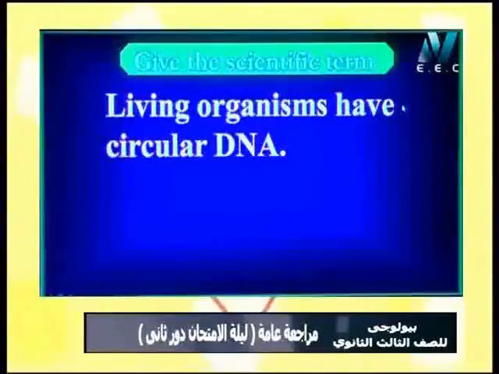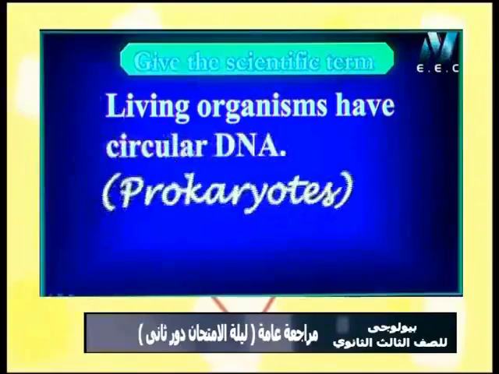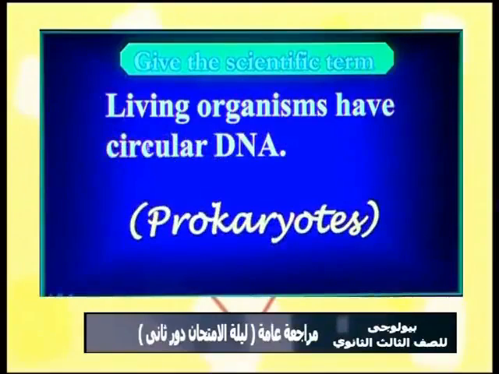Living organisms have a circular DNA. We said that circular DNA can be the main DNA or it can be a plasmid. Organisms that have circular DNA are called prokaryotes, where there is an absence of nuclear membrane and also the DNA is not complexed with protein. The DNA is attached to the plasma membrane. The duplication of DNA takes place at the attachment point of the plasma membrane. The genetic material is not complexed with protein.